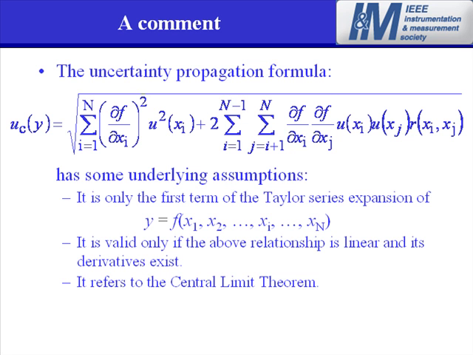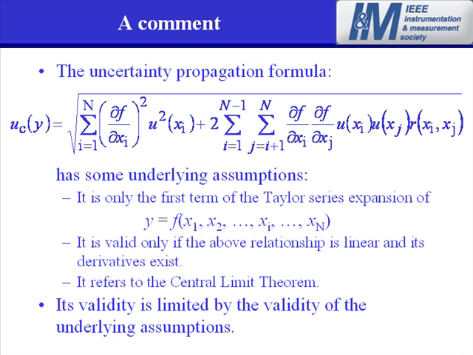Of course, this is not generally the case in practical conditions. So the final distribution is only an approximation of the normal distribution, and it's as good an approximation as close we are to the assumptions of the central limit theorem. In conclusion, we should never forget that the validity of this relationship here is limited by the validity of the underlying assumptions. If we are far from satisfying them, the value we get for the combined standard uncertainty can be a quite wrong estimate of the measurement uncertainty. And we must always keep in mind this fact.